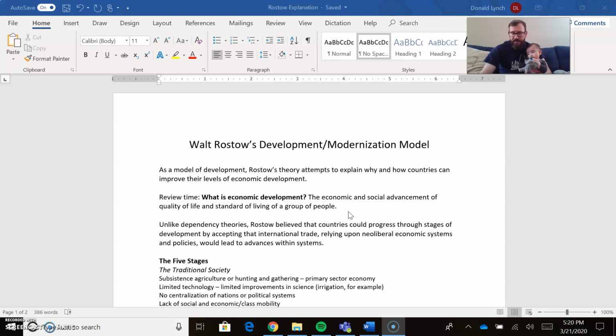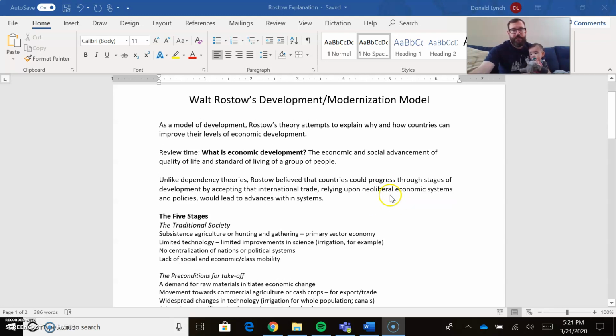So unlike those dependency theories, Wallerstein and other dependency theories, Rostow believed that countries could progress through various stages of development by accepting international trade and really relying on those neoliberal economic policies and systems. And by doing that, they could advance themselves economically. And so when we think about Rostow, he says that countries and states, people go through 5 stages of development.